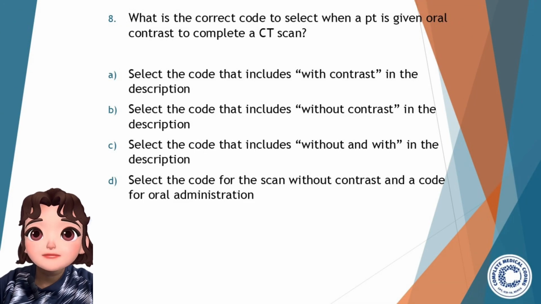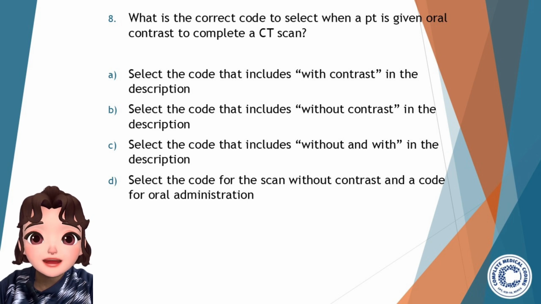Now 8th question. What is the correct code to select when a patient is given oral contrast to complete a CT scan? A patient has been given oral contrast while doing a CT scan. Okay, so which is the correct code that we have to use? Option A, select the code that includes with contrast in the description. Option B, select the code that includes without contrast in the description. Option C, select the code that includes without and with in the description. Option D, select the code for the scan without contrast and a code for oral administration.